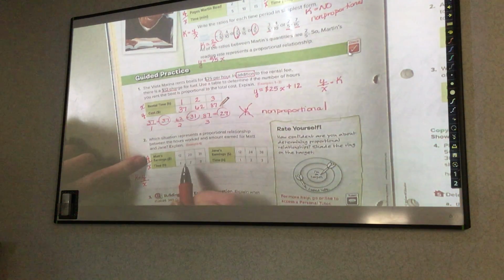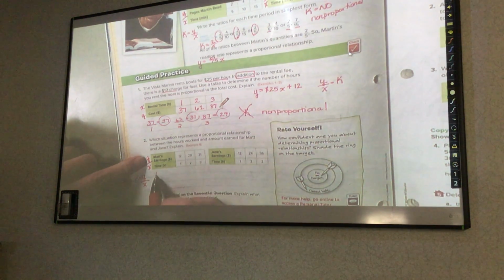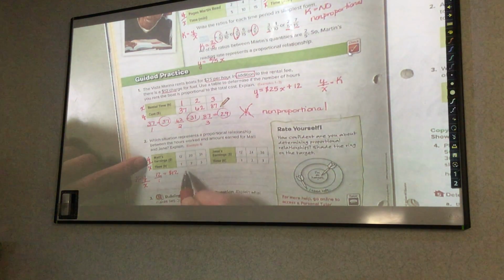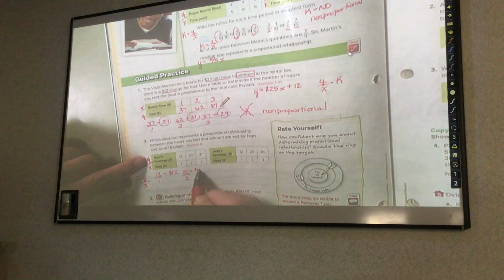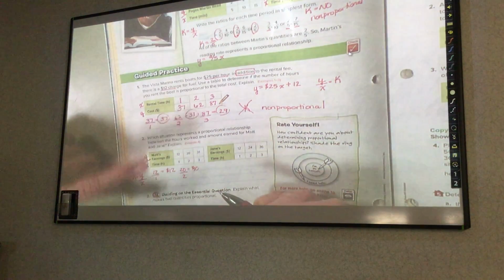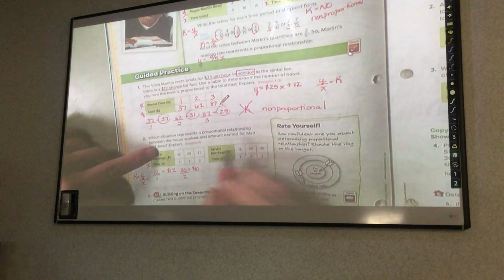So let's figure out Matt's earnings. Y is 12 over 1, which is $12. 20 over 2, which would be $10. Okay, so do I have to keep going? No. Once you find one that doesn't work, stop.